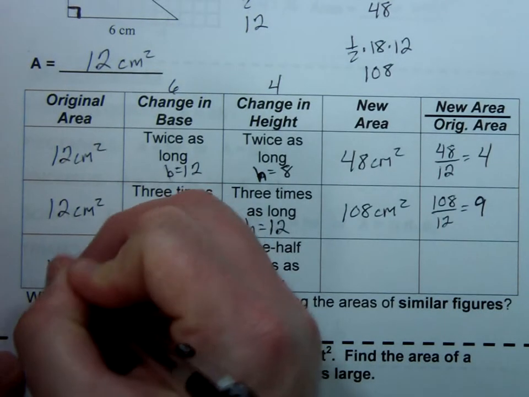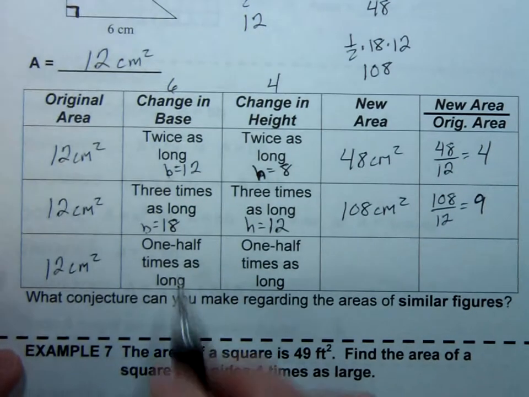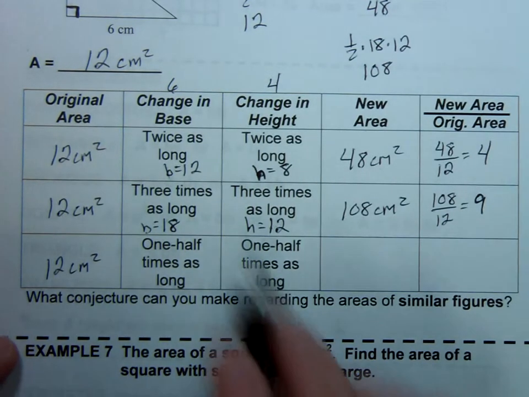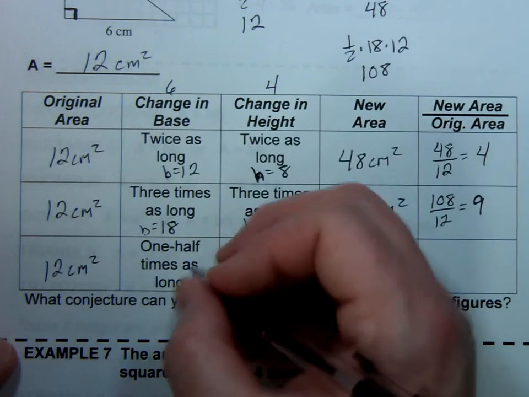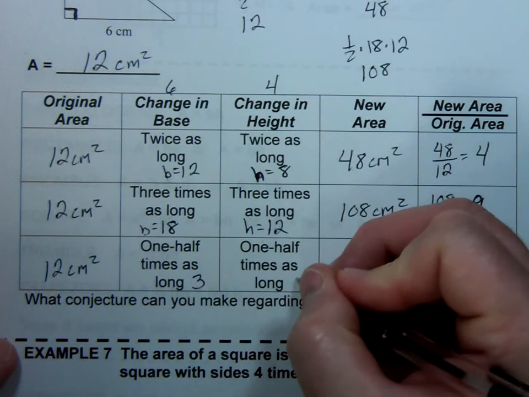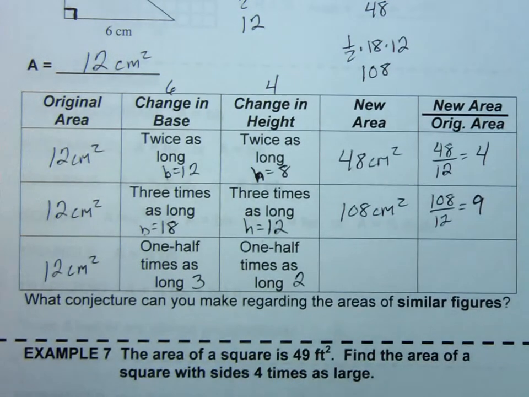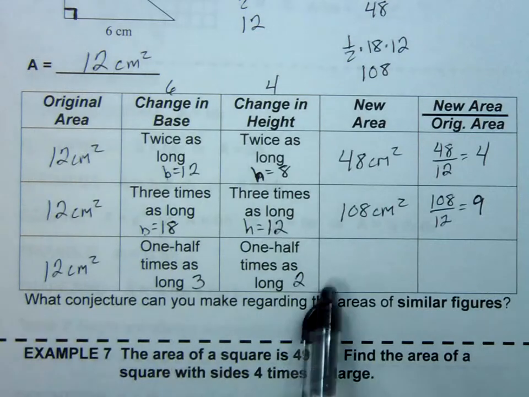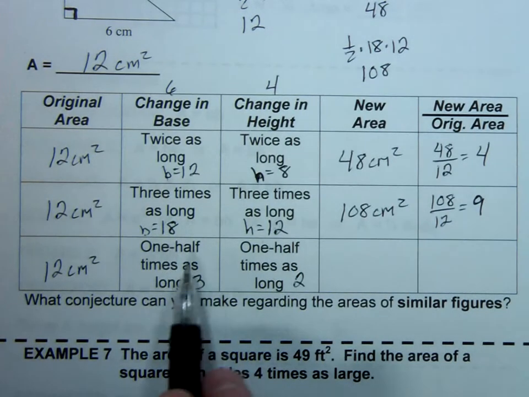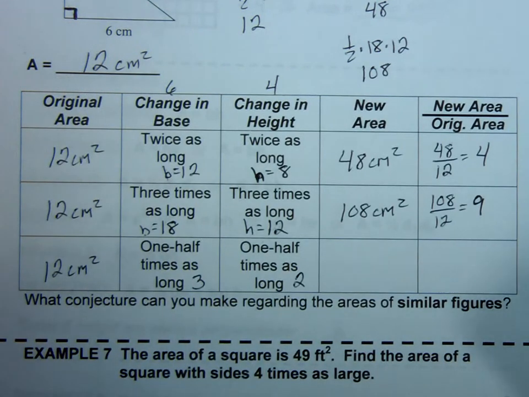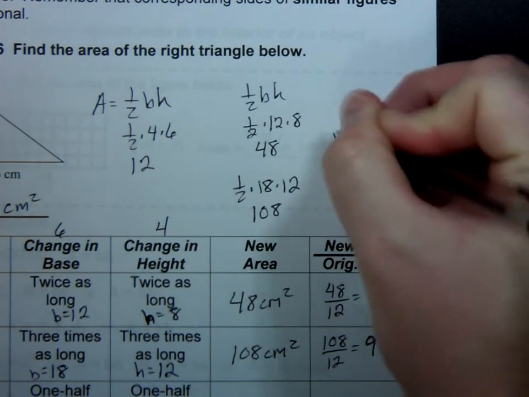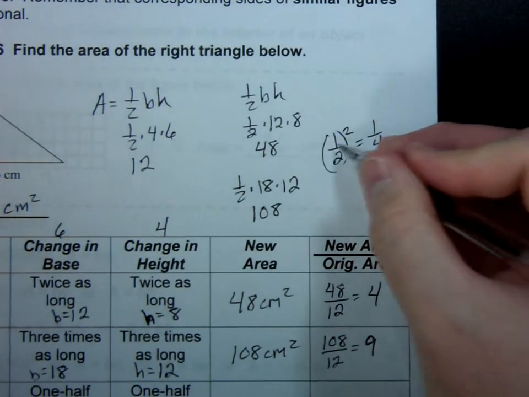So let's look at the next one. This time we're going to make the base half as long and the height half as long. Well, the original base was 6, so if we made it half as long, that would be 3. If we make the height half as long, half of 4 would be 2. So we could do the same process we've been doing and plug these numbers in the formula and find out what we get. Or, what's 1/2 times 1/2, or 1/2 squared? 1/2 squared is 1/4. 1 squared is 1, 2 squared is 4.